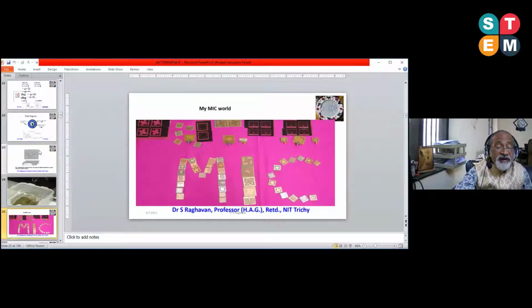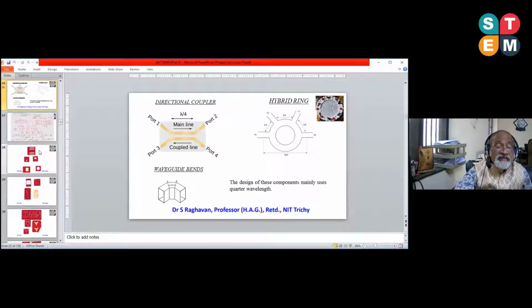So this is our world. I told about the metamaterial, FSS, photonic band gap, whatever, all come in a planar transmission line. Strip line, microstrip, CPW, CPS, fin line, all come in the planar transmission lines. Every design, the length is very, very important. Up to the third decimal of the millimeter, it is very, very important.